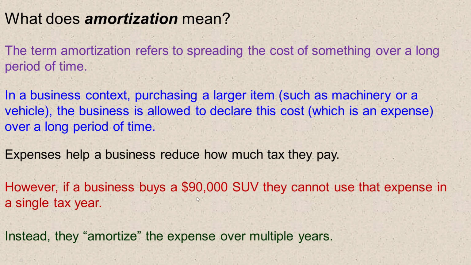Perhaps they're allowed to declare it over, let's say, 5 years. So they would divide 90,000 by 5. Actually, it might not be as simple as that, because there's probably going to be some value left at the end of 5 years, for example. But they would be able to use part of that cost for each of several years in their business statements.